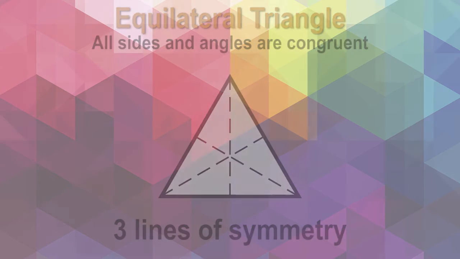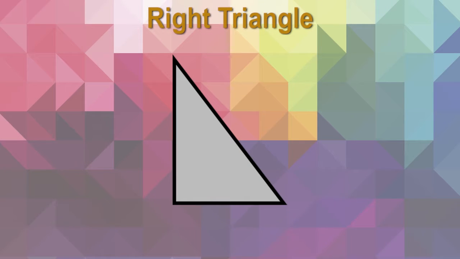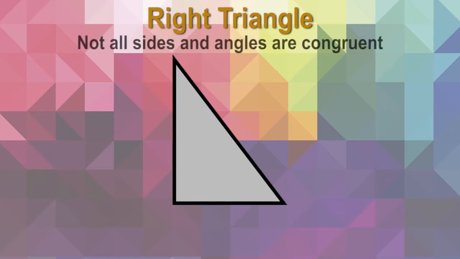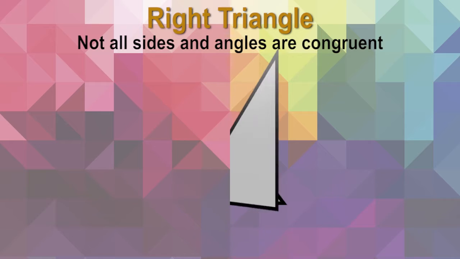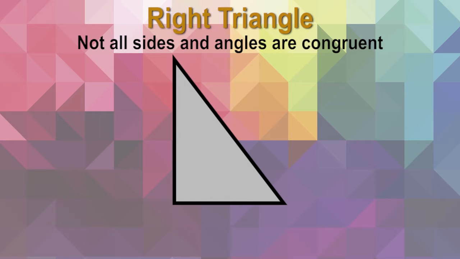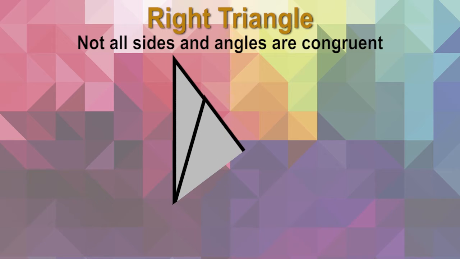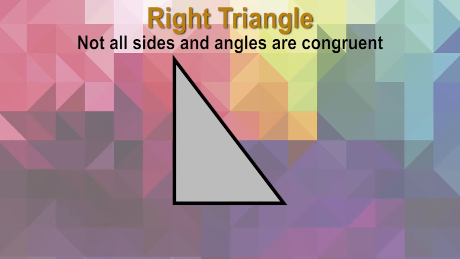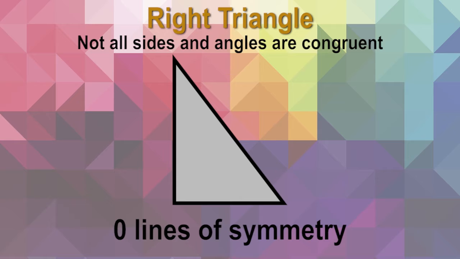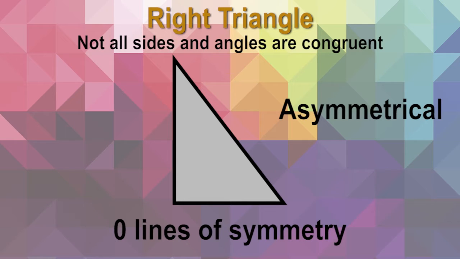For another example, let's look at this right triangle. On this right triangle, the sides and angles are not all congruent. Can we find a line of symmetry on this shape? Let's fold it. Try folding it again in other directions to see if there are any lines of symmetry. We can see that this right triangle has 0 lines of symmetry, so we consider this right triangle asymmetrical.